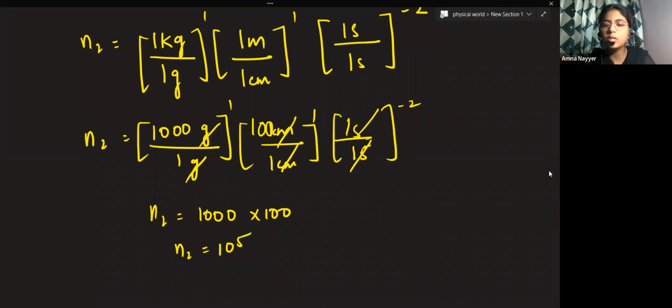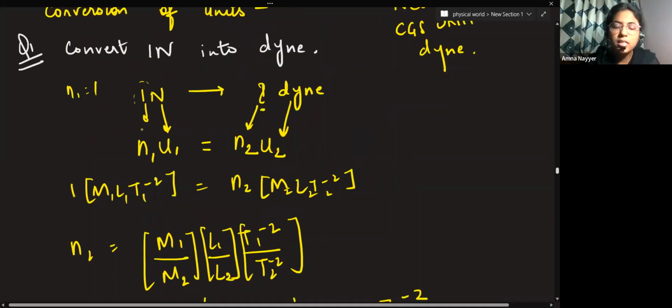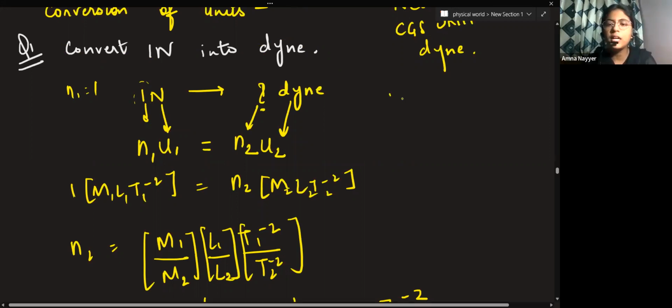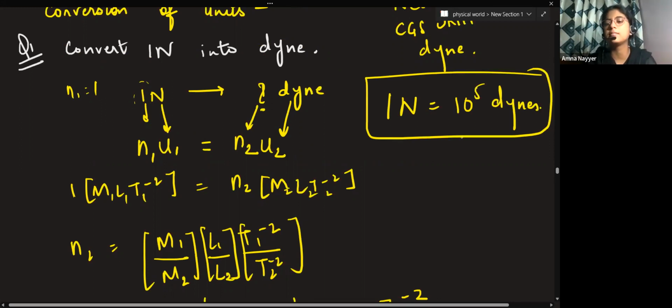Now see what was missing. N1 is 1, U1 is Newton. 1 Newton is equal to dash dynes. So 10 to the power 5 dynes. This is your final answer.